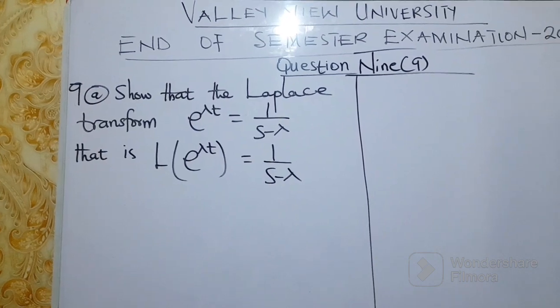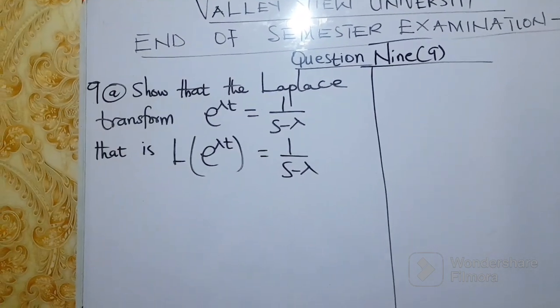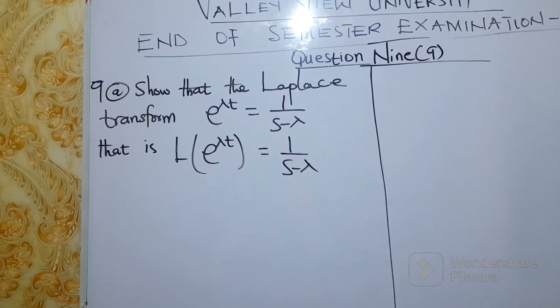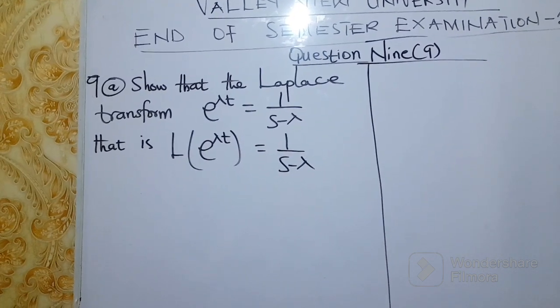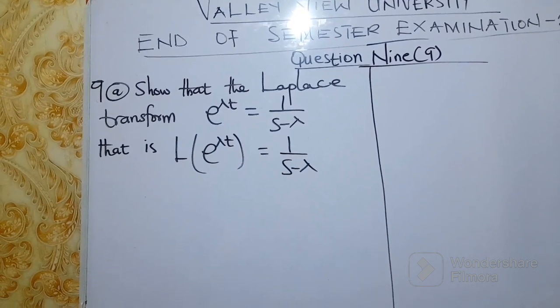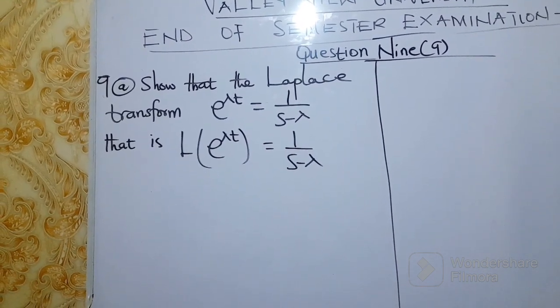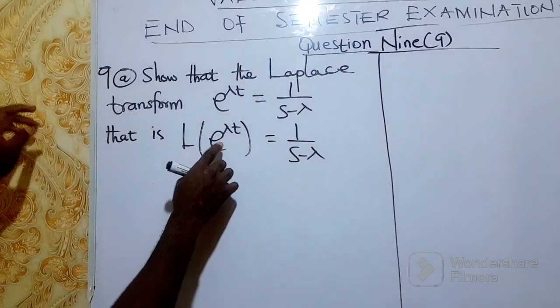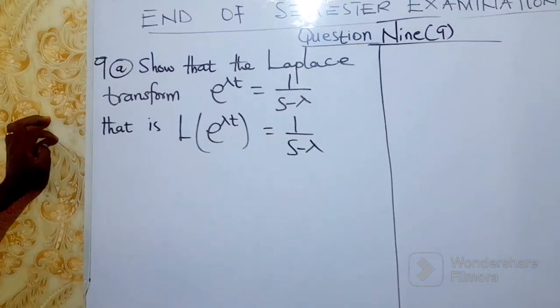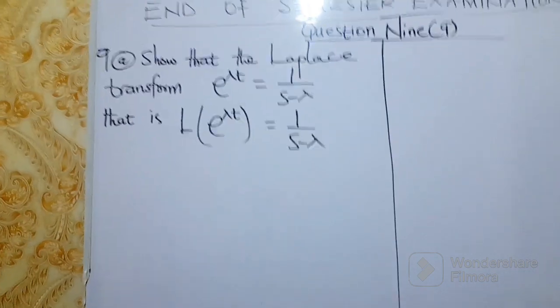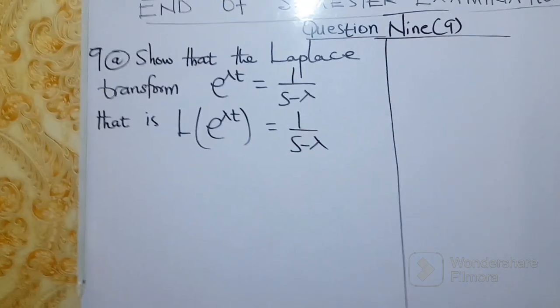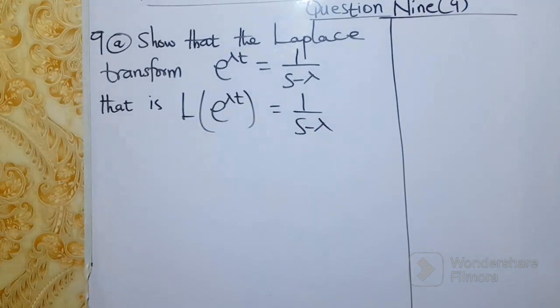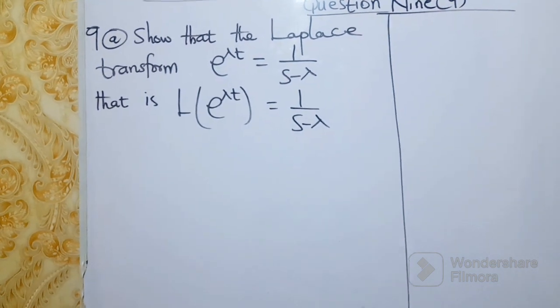So the ninth aspect, the A shows that the Laplace transform of e^(λt) is equal to 1 over s minus lambda. That is, the Laplace of e^(λt) is equal to 1 over s minus lambda. So this question is on Laplace transform. So a differential equation mostly comes with Laplace transform.